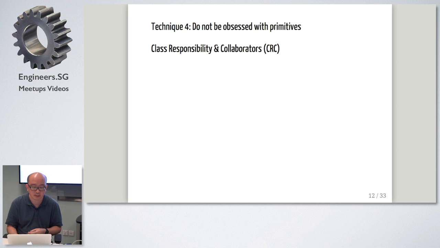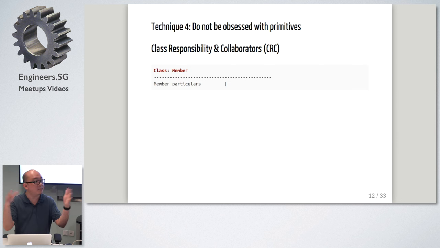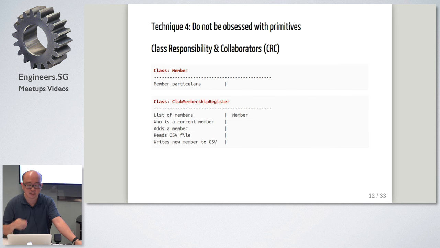So one way of modeling this is looking at, so we're dealing with a membership registry, right? So I think the first obvious class we have is a member class. What does a member class know? What is it responsible for? The member class knows about the first name, the last name, the particulars of the member, right? That's the first thing that we know. So it knows about the member's particulars.